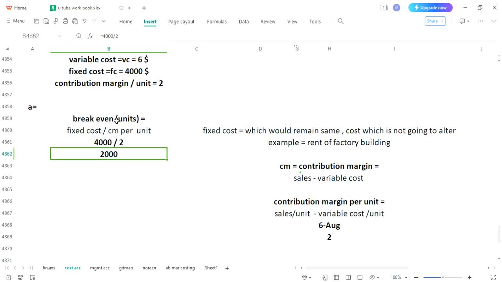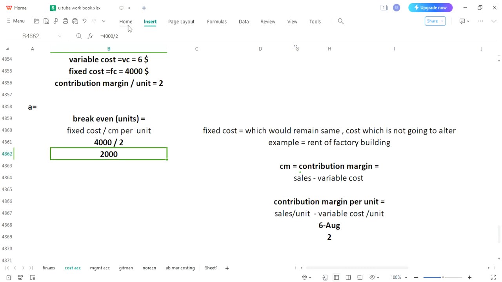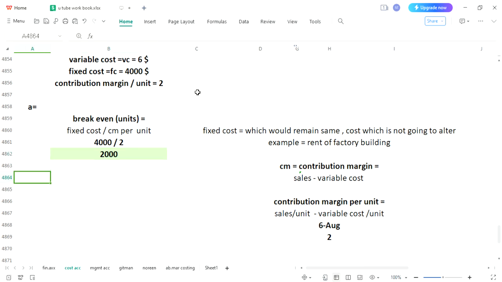What is it? Break even number of units of part A. Go up, and the handwritten answer is mentioned over here. First answer is 2000, and we have calculated 2000. It means our answer is matched and we have completed it. Let's mark it as done. A part has been solved.